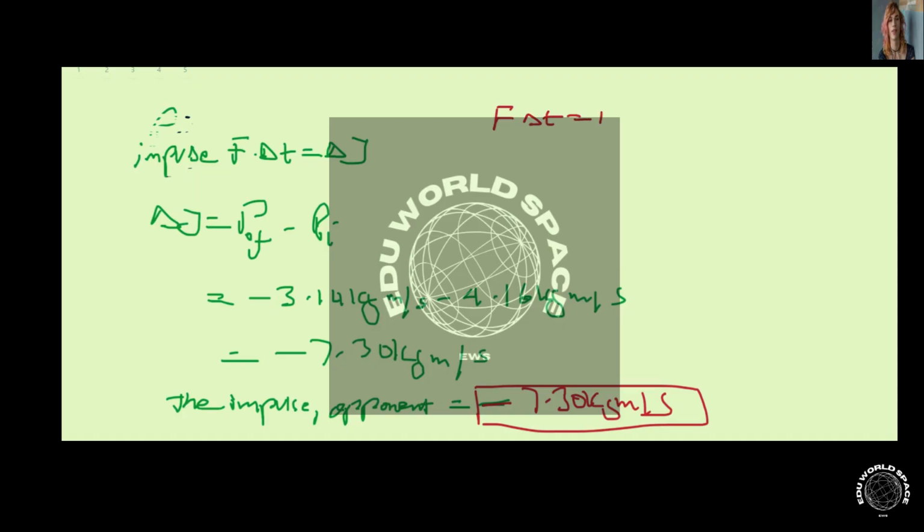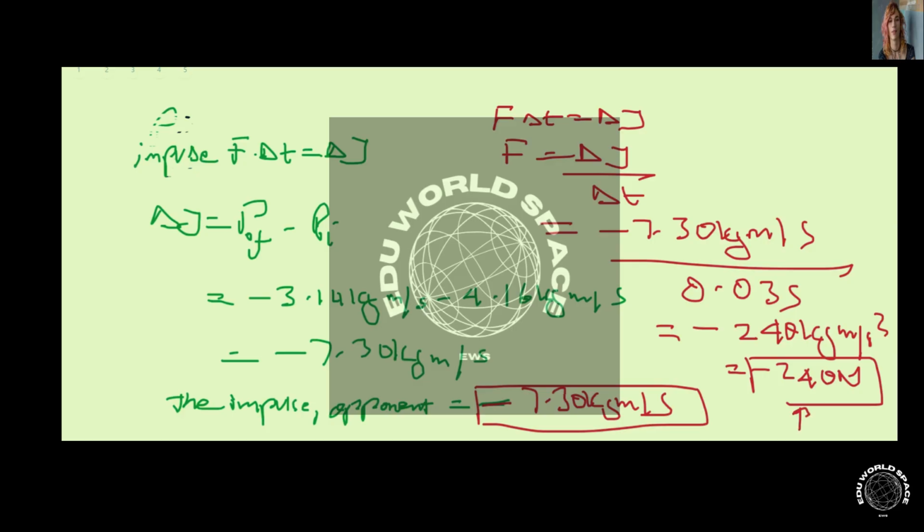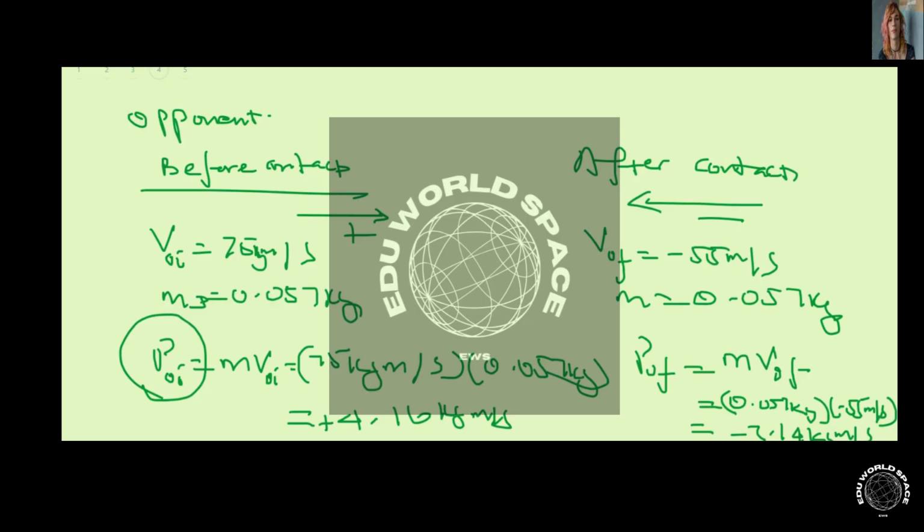Impulse F delta t equals delta p. So if you want to find the force that the opponent is using, it's delta p over delta t. So we have negative 7.30 kilogram meters per second all over the time, which is still the same 0.03 seconds. If you put those two together, you get a negative number, negative 240 kilogram meters per second squared, which is the same as negative 240 newtons. So this is the net force for the opponent pointing towards the left, and this is also the impulse, the change. It's negative because remember initially the ball is coming with a positive momentum and then it has to switch to a negative. And if you move backwards, these are the computations.